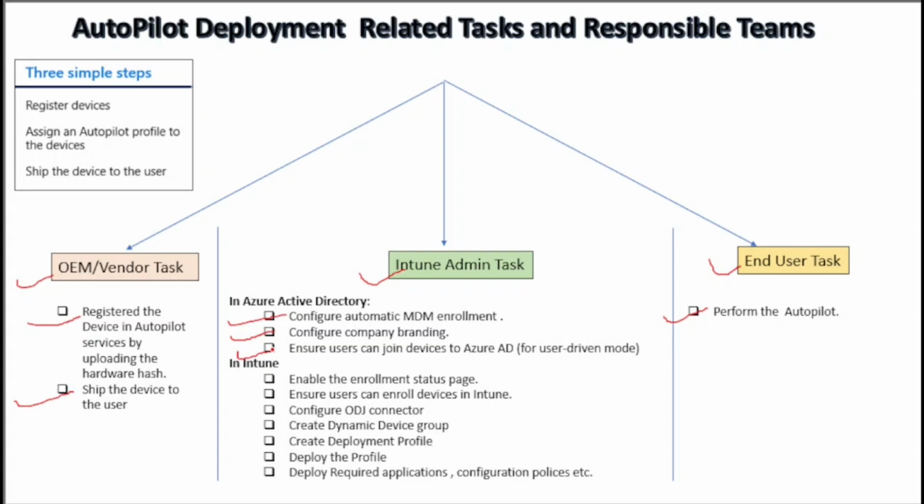There are some tasks that we, as the Intune admin, have to perform in the Intune portal. The very first one is to ensure and enable the enrollment status page. The second one is to ensure users can enroll the device in Intune. And the third one is to configure the offline domain join connector, in case we are going to perform the hybrid Azure AD join deployment type. We need to create a dynamic device group, and create a deployment profile, then deploy this deployment profile and deploy the required application configuration and policies.